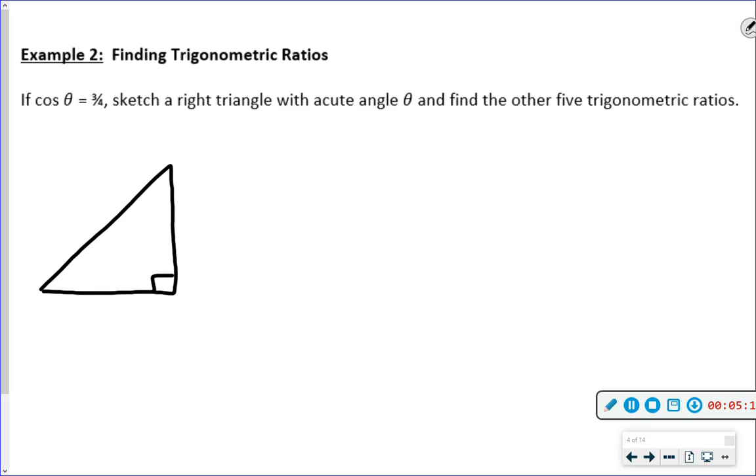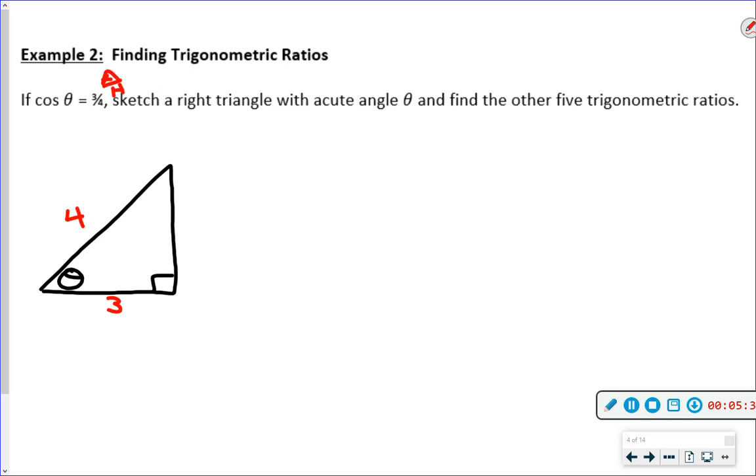I'm going to label one of the acute angles theta. It doesn't matter whether it's top or bottom. I don't know, because I'm standing here, we're going to do the bottom one. Now, they give you cosine is 3/4, so you know two sides of the triangle. Remember, cosine is adjacent over hypotenuse. So I know the side adjacent to theta is 3. You know the hypotenuse is 4.